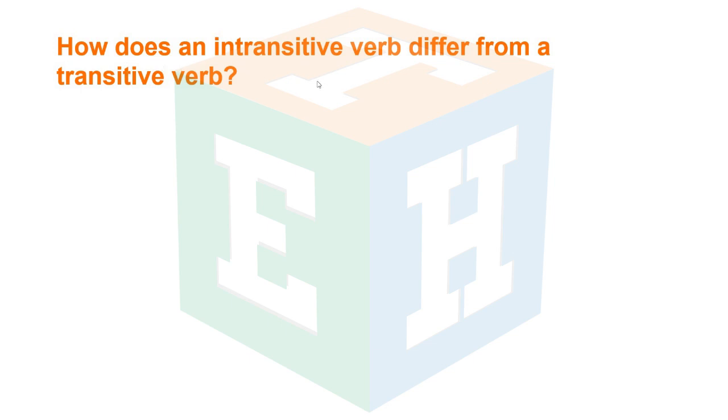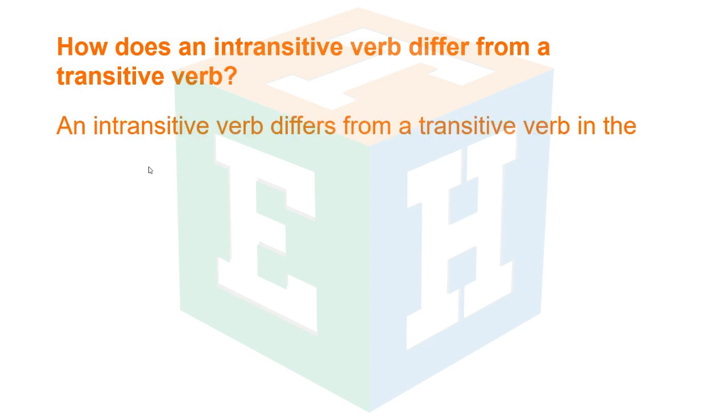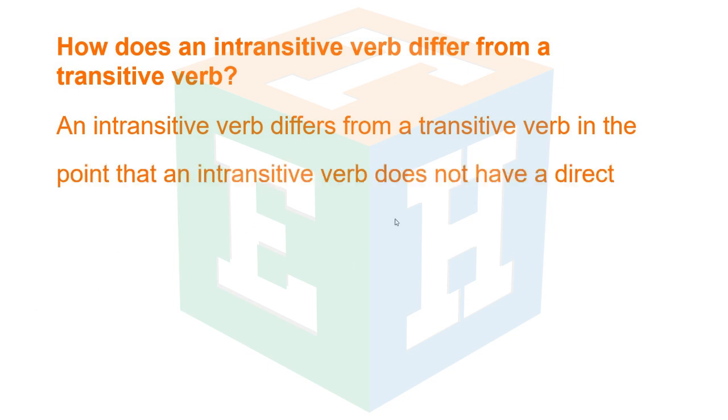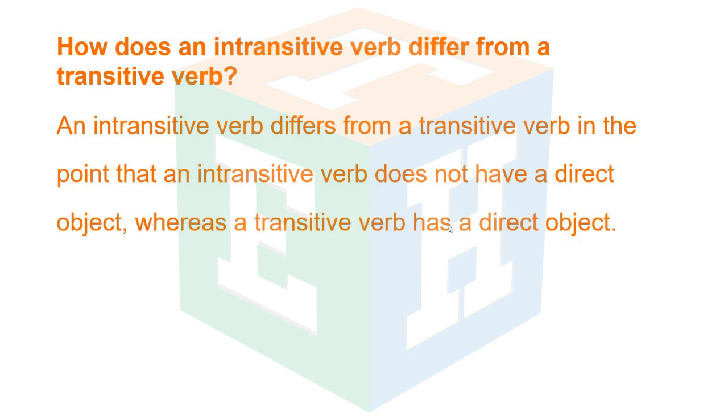How does an intransitive verb differ from a transitive verb? An intransitive verb differs from a transitive verb in the point that an intransitive verb does not have a direct object, whereas a transitive verb has a direct object.